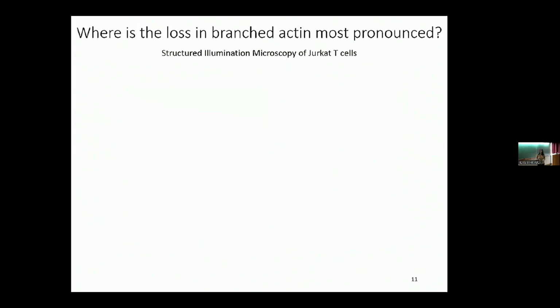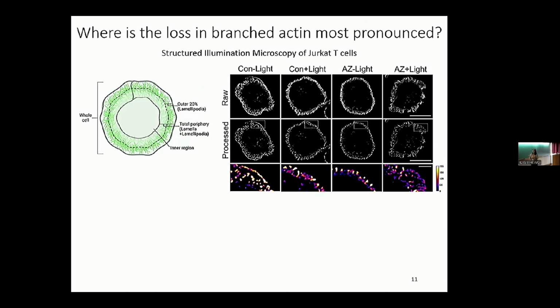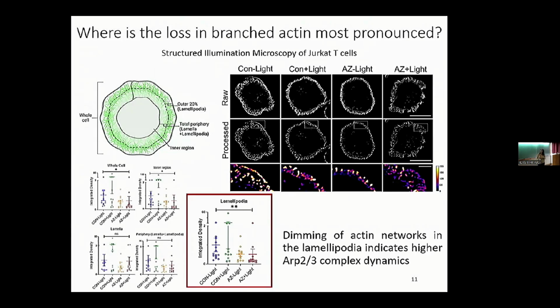And so we used structured illumination microscopy of Jurkat T cell synapses to answer this question. So to reiterate, this is a Jurkat T cell immunological synapse, and it's characterized by this very typical peripheral actin ring, which can be divided into the lamellipodia, the lamellar region, and the inner actin structures. And we similarly segmented our synapses in this way. And when we observe the lamellipodial region, we see a distinct dimming of actin networks in that region upon AZ and light treatment, indicating that that may be the region of higher ARP2/3 complex dynamics, leading to a higher incorporation and effect of this inhibitor.